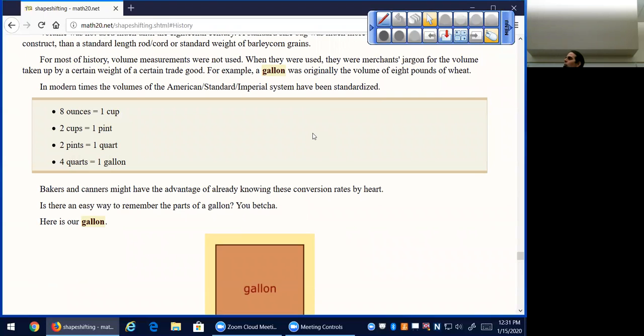So the rule in Math 20 for tests is that anything that crosses over between standard and SI units, we will always give you those conversion rates. So how many meters makes a foot? How many feet make a meter? How many gallons are in a liter? Anything that mixes up standard and SI, we will give you those rates. You don't have to memorize them. They'll be there on the paper.